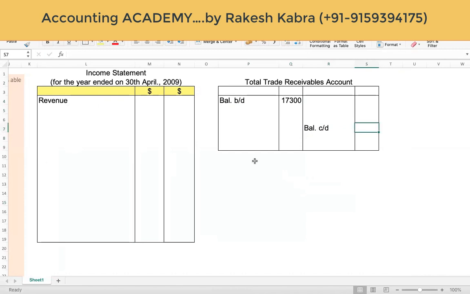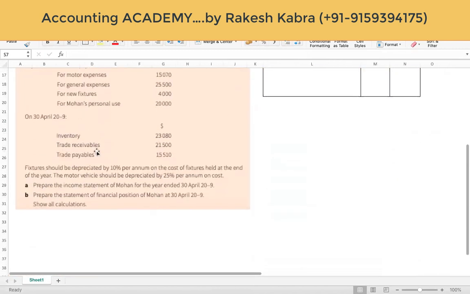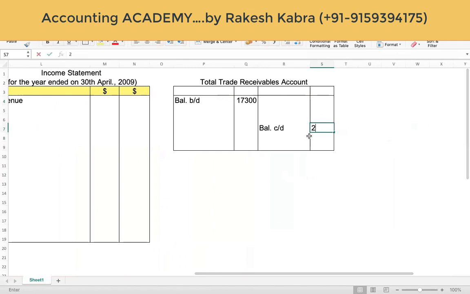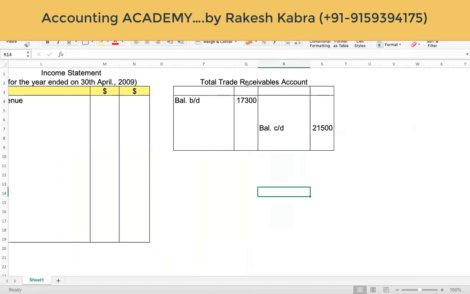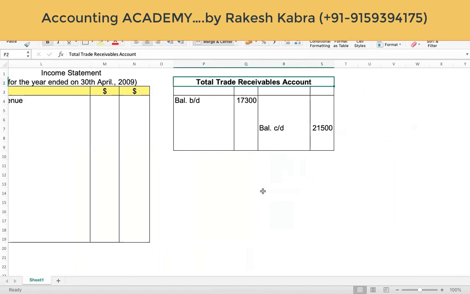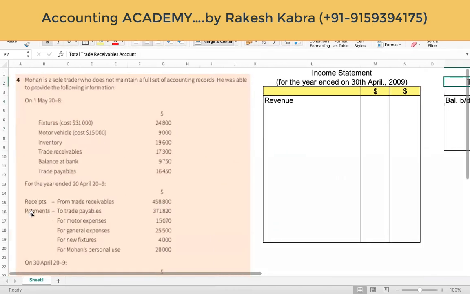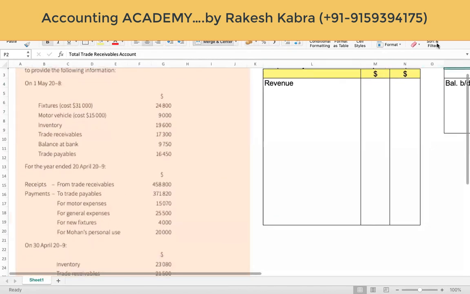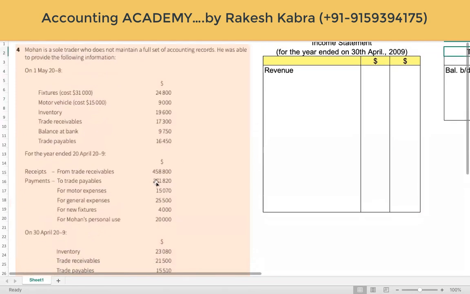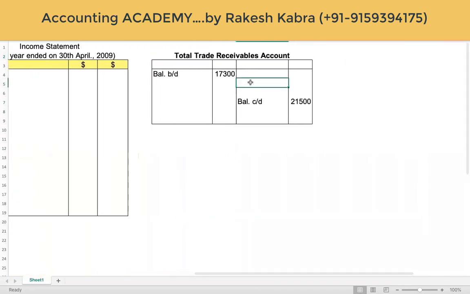Balance carried down. The closing balance is also given in the question. On the last date we have trade receivables of $21,500, so I will show $21,500. Now definitely during the year we might have received money from the trade receivables. So how much money did we receive? $258,800. When we get money from trade receivables, the trade receivable will decrease. Decrease in asset is credit, so on the credit side I will write bank.